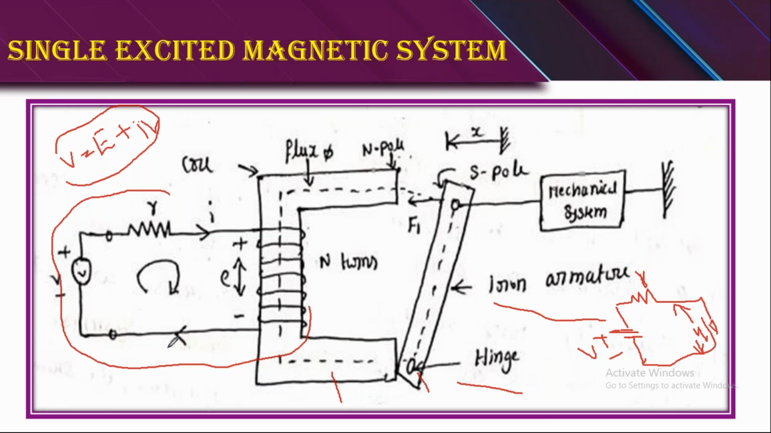And one more thing, what is the meaning of lumped parameters or lumped elements? I think you have studied this, right? Passive elements, active elements, lumped elements, distributed elements. What is the meaning of active elements and what are the examples?